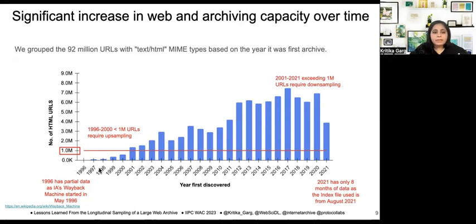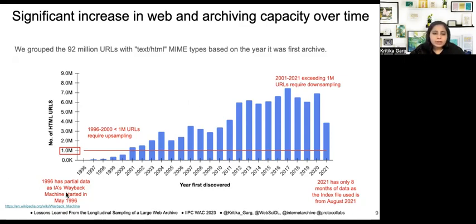But we have these early years, 1996 to 2000, which have way less than our initial goal of 1 million URLs. So one of the challenges is to upsample them. Next, we have too many URLs in the later samples, which need to be downsampled.